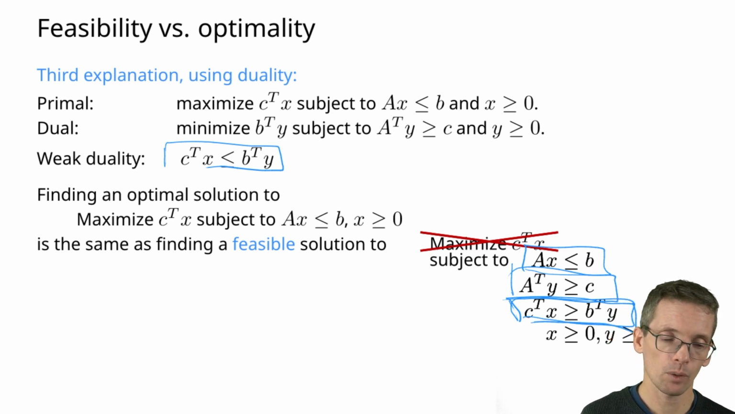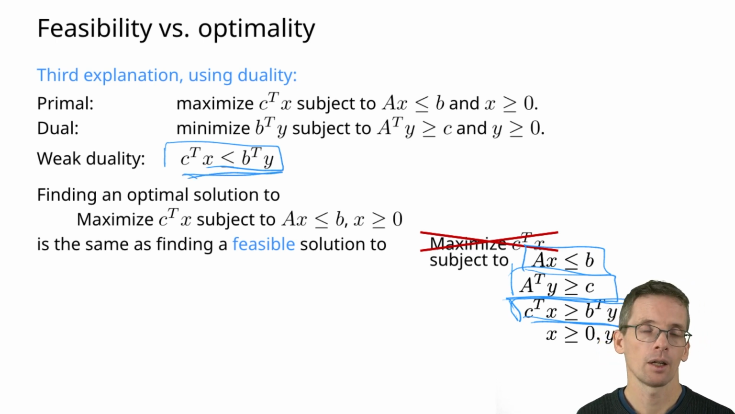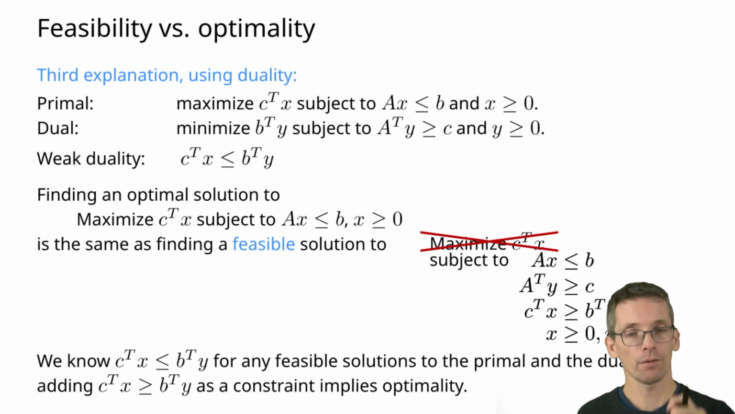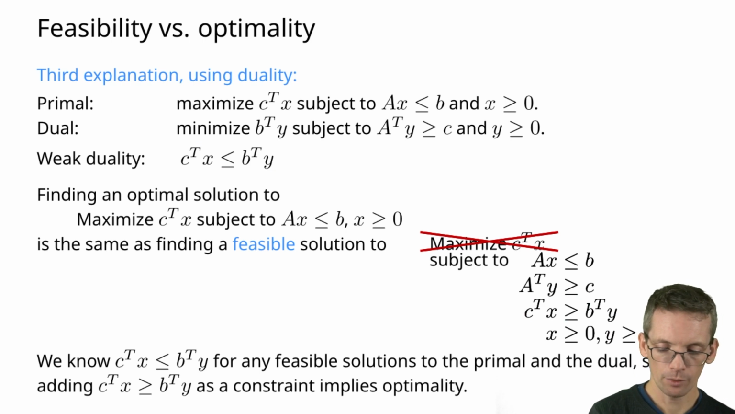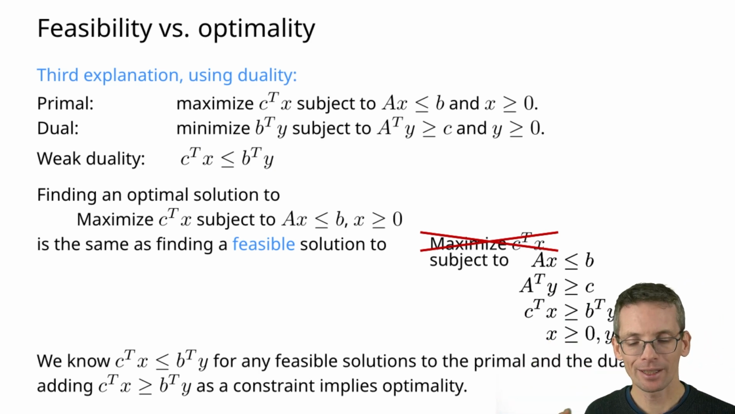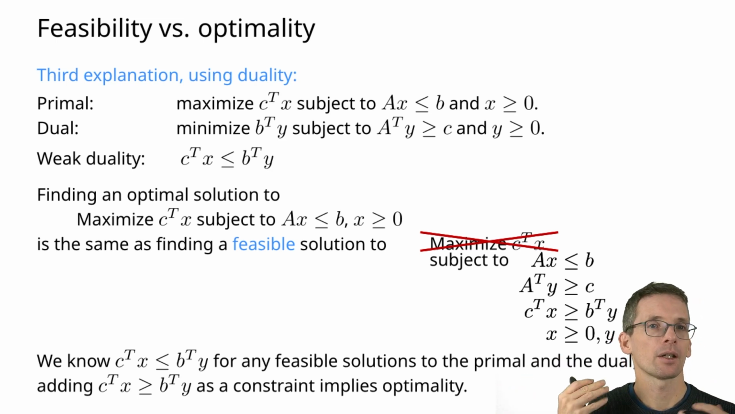So if this constraint is fulfilled, then I have equality here, and then I know that I have an optimal solution. This means that any feasible solution to this LP gives me an optimal solution for my original LP. And with this, you can say that feasibility and optimality are equally hard.